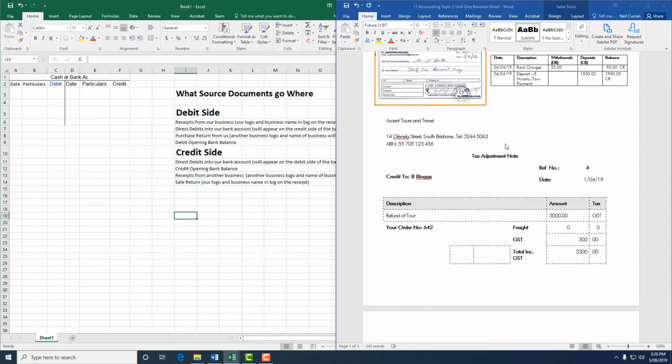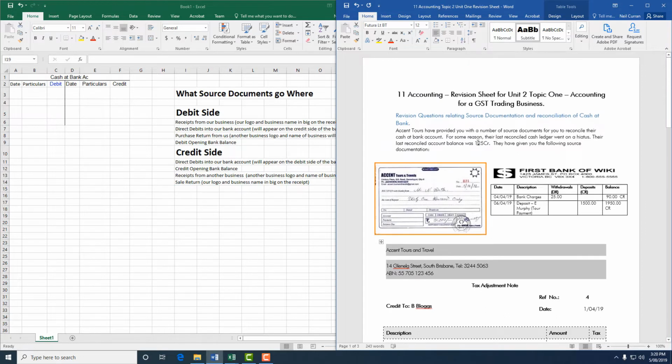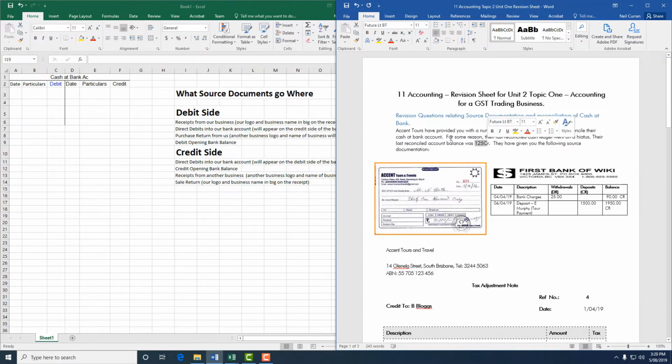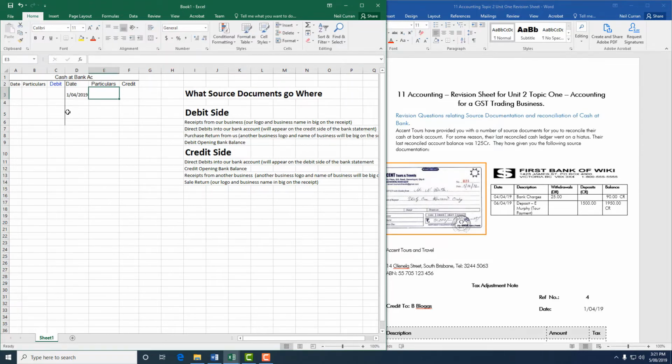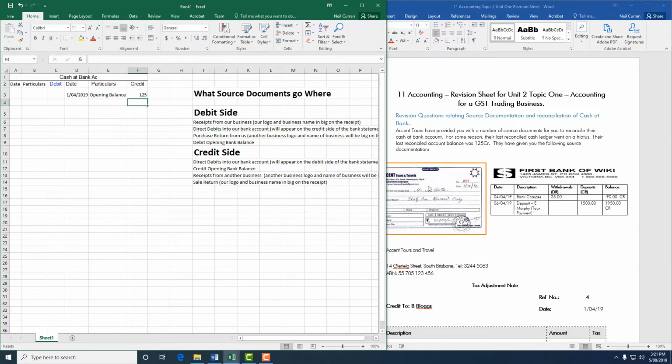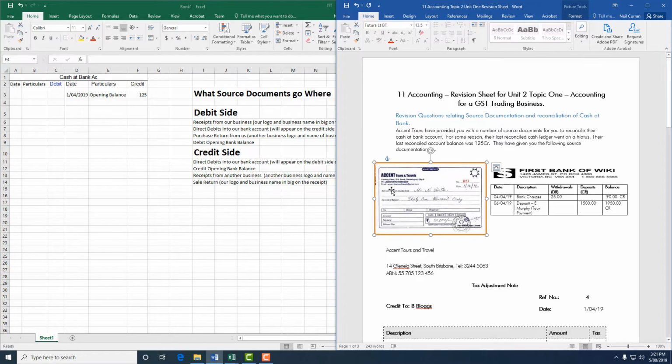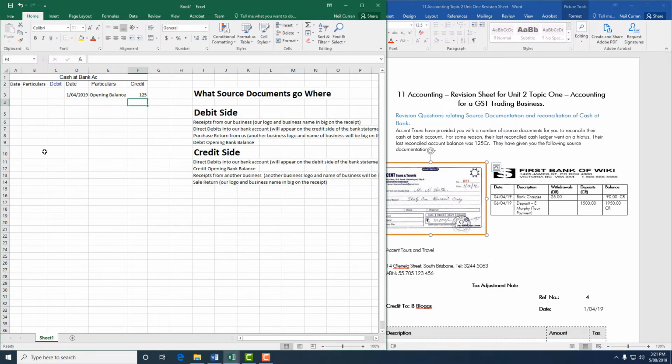So we are going to complete this question now. The first thing you need to do is to put the opening balance in. All of these here are done for April. So on the 1st of April over here, we are going to put opening balance and we are going to put $125. The next thing we're going to do is put this receipt in. So this receipt here is on the 1st.